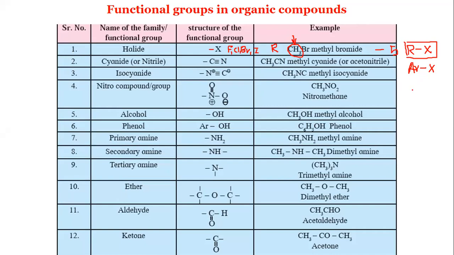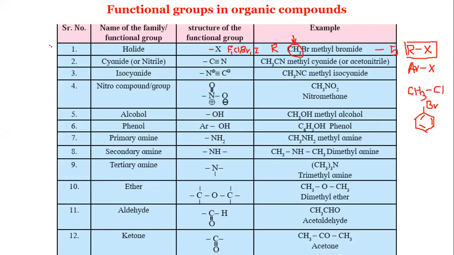For example, CH3Cl, it is methyl chloride. This is the example of alkyl halide. And if instead of this CH3, I am taking an aromatic benzene ring here, this is benzene, we can draw it like this. And if the bromine is attached here, it is also an aryl halide. This is the R group and this is X. Bromobenzene. So we can write the examples of these alkyl halides.